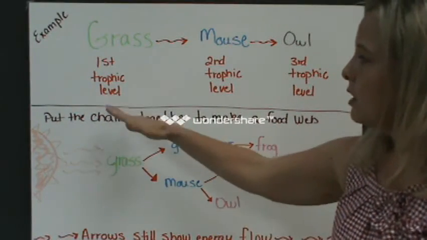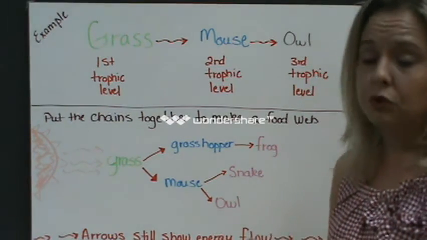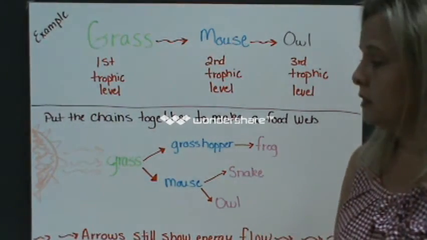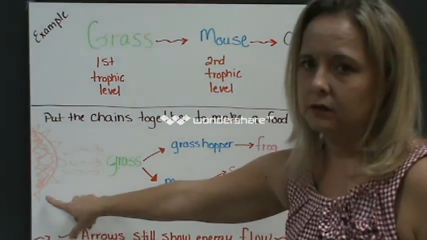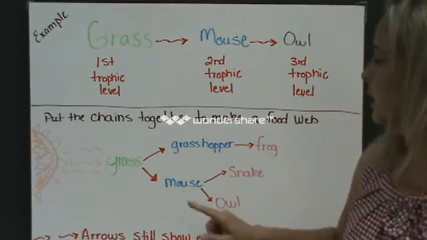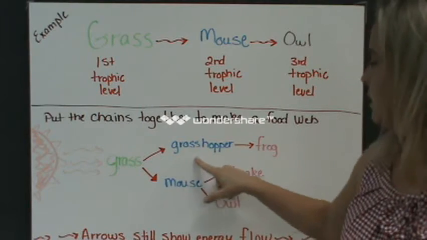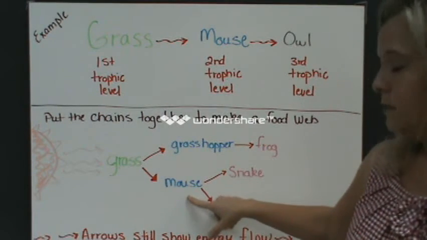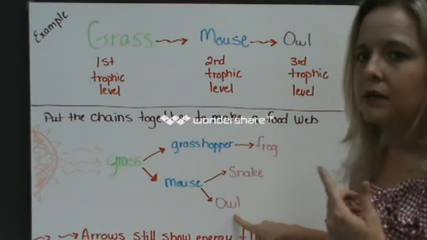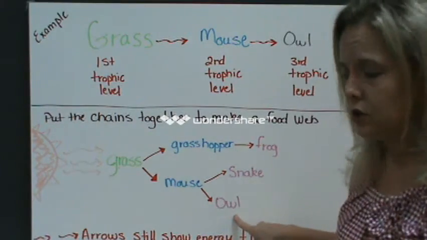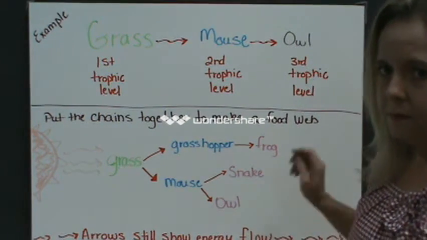So if we take our basic food chain and we add some other consumers from our ecosystem in there, it looks like this. We've got our grass. Of course, that's getting its energy from the sun. And it's giving its energy to the grasshopper and the mouse. The mouse is giving its energy to the frog. The mouse is giving its energy to the snake and the owl. Notice how I keep saying is giving its energy to, is giving its energy to. That's very important because arrows still show energy flow.